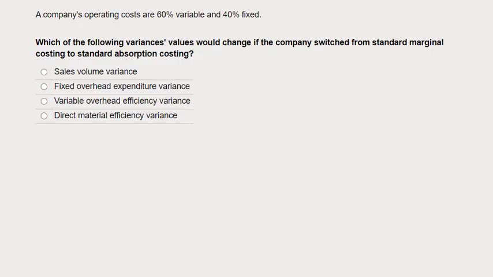A wordy question here on variances. Which of the following variances values would change if the company switched from standard marginal costing to absorption costing? Okay, so under these variances, at least one of them must be calculated differently under absorption versus marginal costing. And I'm given a bit more information up here.